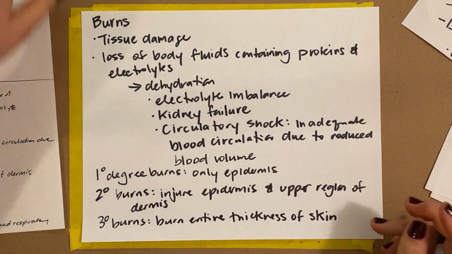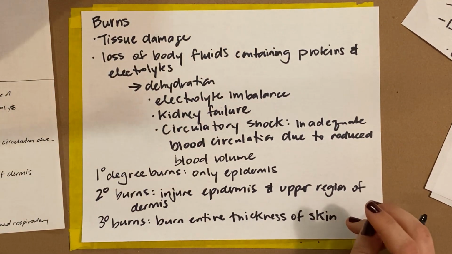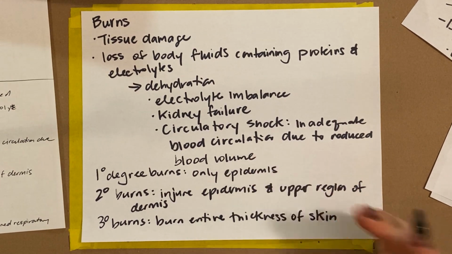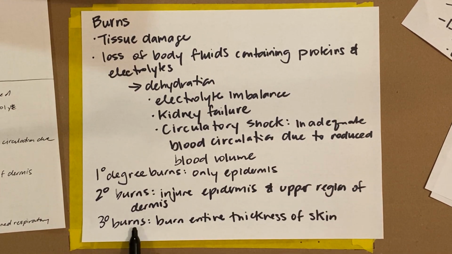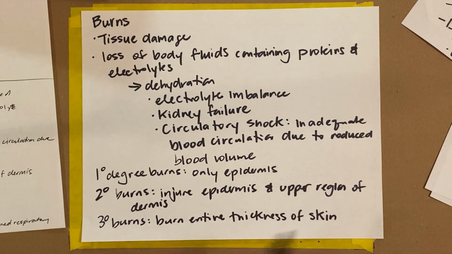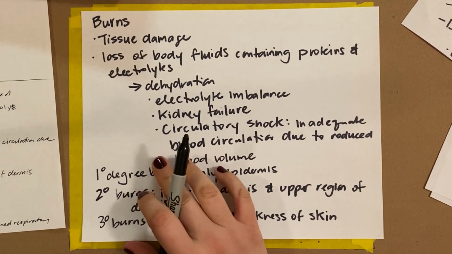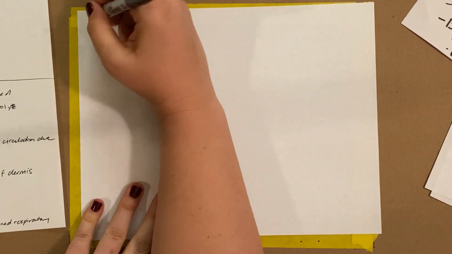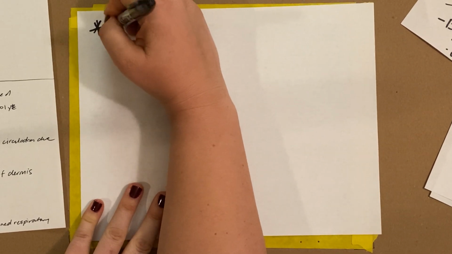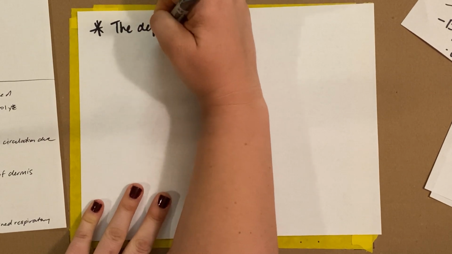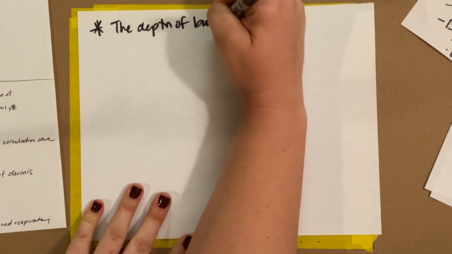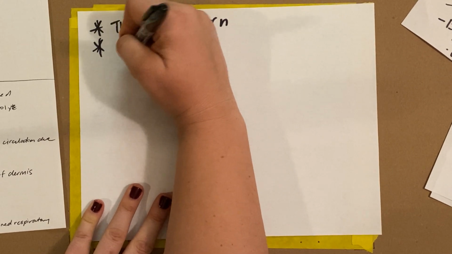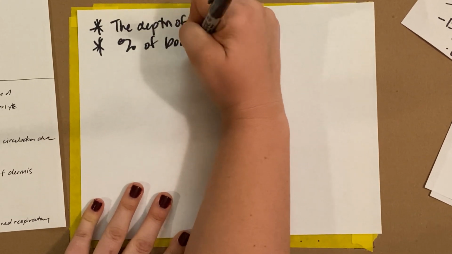Now, when they're trying to classify burns, they are mainly going to be looking at the depth of the burn. So obviously third-degree burns are going to be the worst. And then also the total percentage of your body that has been burned. Okay, so let me just write that here. The depth of burn is important to know, and also the percentage of body burned.